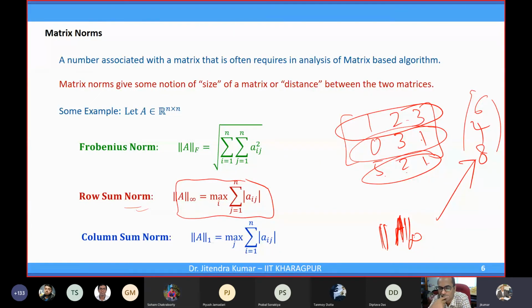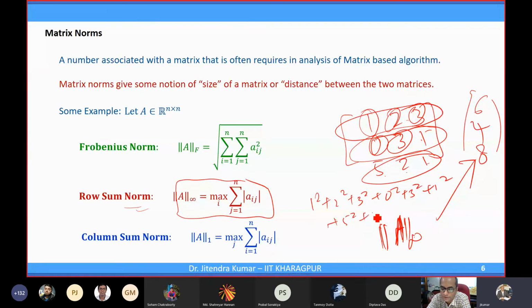Frobenius is much easier. You square each entry and sum. So you have 1 square, 2 square, 3 square, 0 square, 3 square, 1 square, 5 square, 2 square, 1 square, and then take the square root.